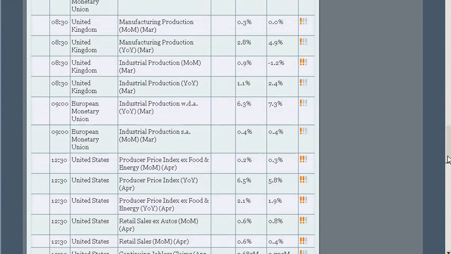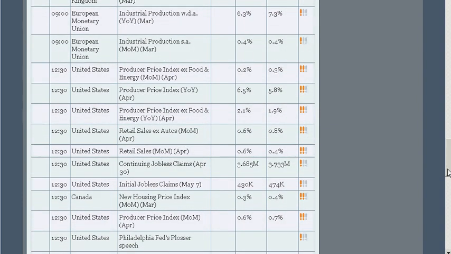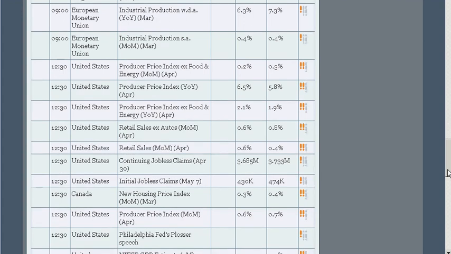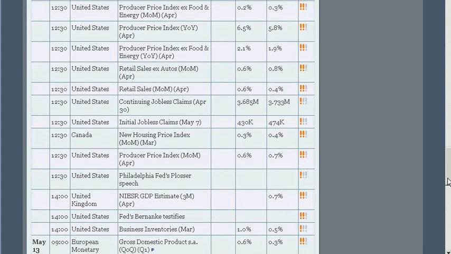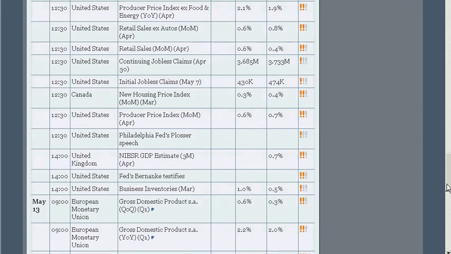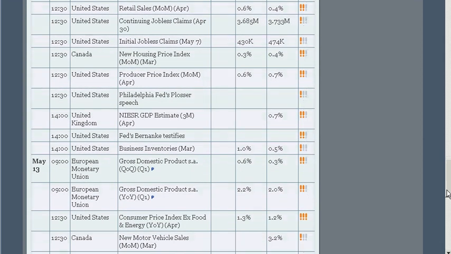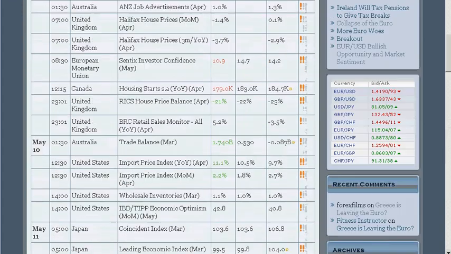Producer price index for United States. Retail sales is our big thing that's going on tomorrow, really. Continuing jobless claims. And we actually have some very potentially moving stuff on Friday, but we will discuss that in the video tomorrow. It's not something we need to necessarily concern ourselves with right now.